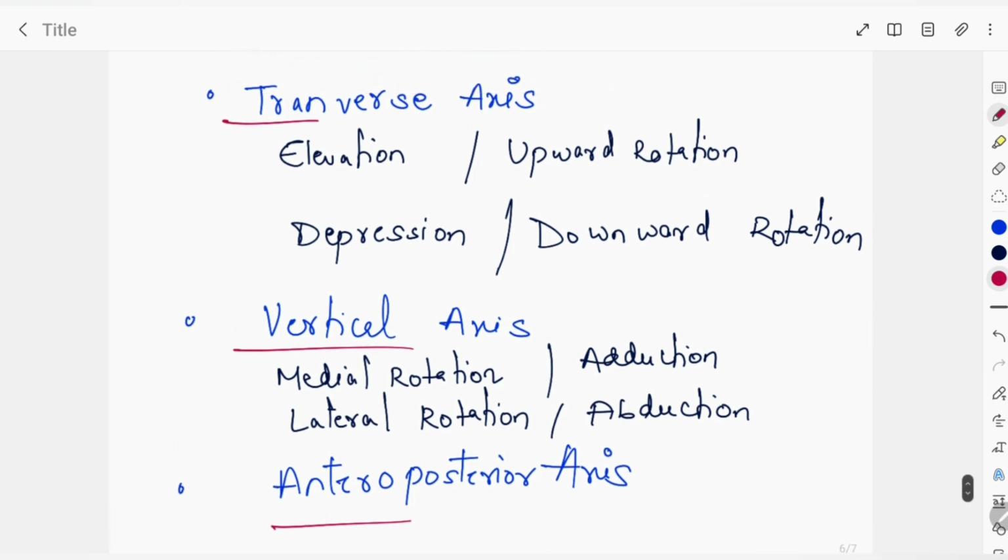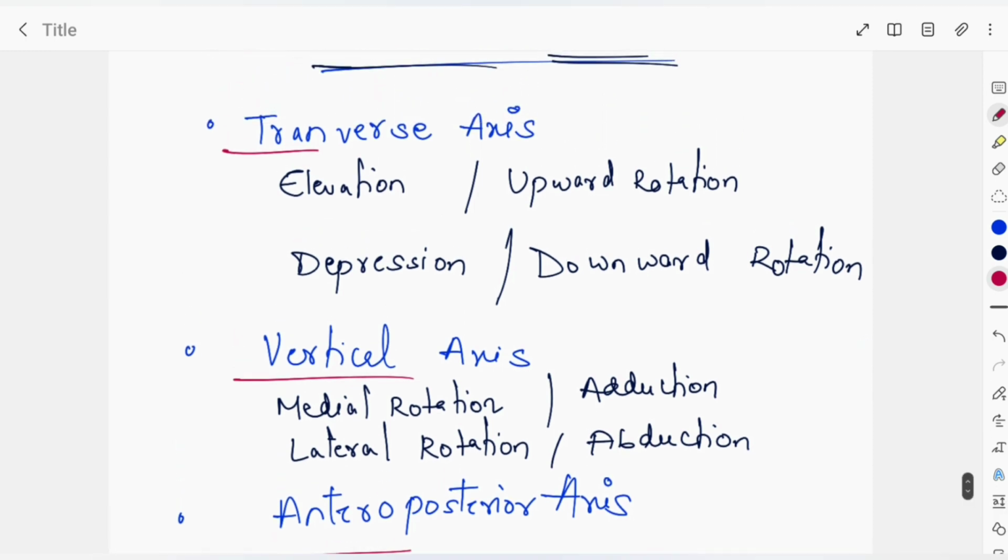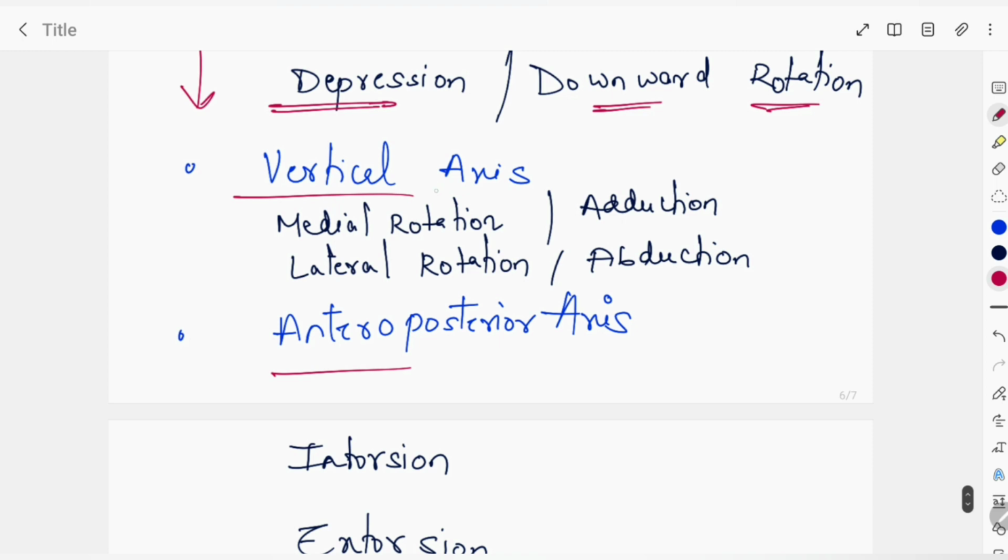In this, the rotations take place, like on the transverse axis there is elevation. What do we understand by elevation? It is the upward rotation. If we have to signify it through the arrow, this one is the upward rotation of the eyeball. The other one is depression. Depression is the downward rotation of the eyeball, like this. On the transverse axis 2 actions take place, the elevation and depression. Now on the vertical axis, the rotation is the medial rotation or the adduction. How will we show the adduction?